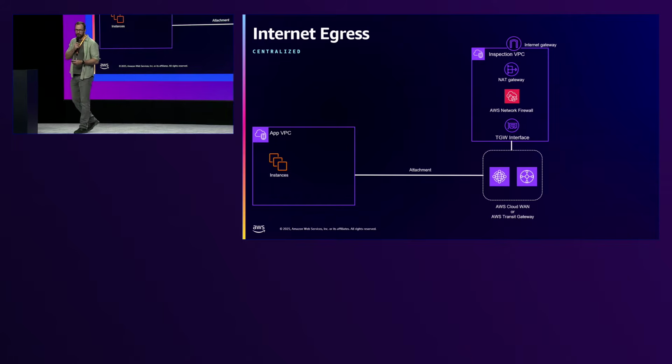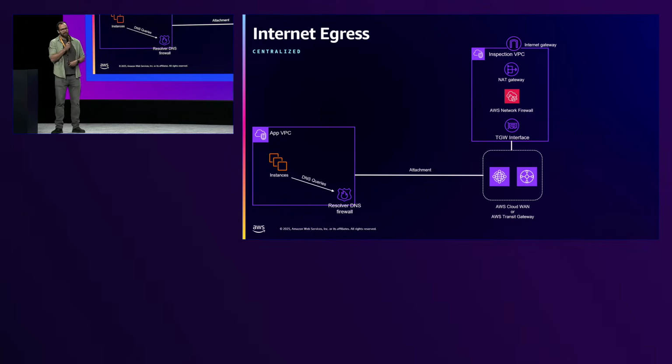The first thing it would do is it would do a DNS lookup. So if you enabled Route 53 DNS resolver firewall, you could actually validate if the domain they're looking up is legitimate, or if it's a domain you want to allow that traffic to. Say you want to allow it, GitHub is fine.